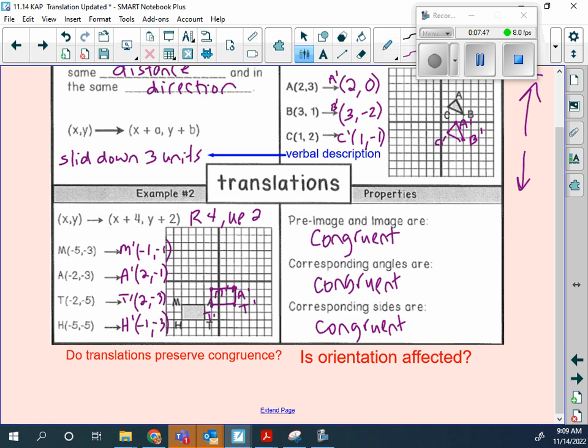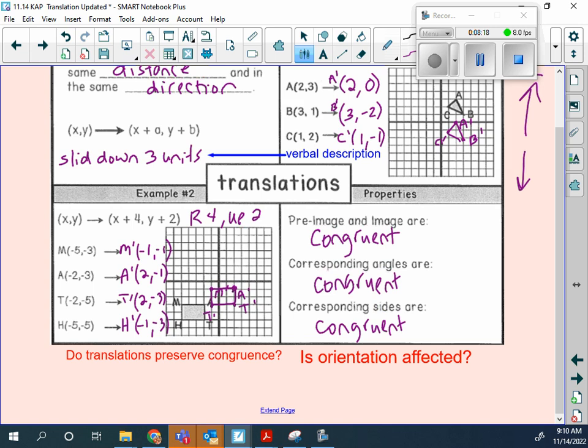So let's talk about when some of these words might be different. Okay? The pre-image and image, instead of congruent, it could say, not for this, but for a different transformation, you could say similar. And if it said similar, which transformation would that be? It would be a dilation. And if it said that those were similar, corresponding angles would be what? Still congruent, but the corresponding sides would be proportional. Okay?